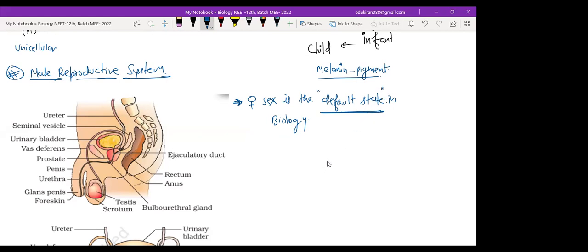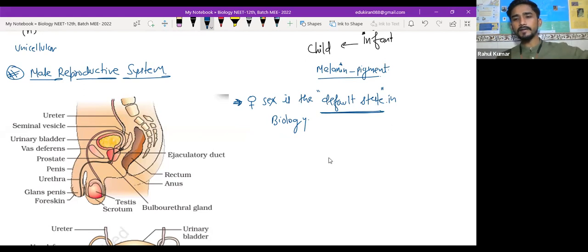Original. Something which comes pre-planned, right? Like default settings of your mobile phones. When you buy a new phone, every setting is default from the factory, right? Then you change or tweak those settings to make it your own. That's called customized. So male sex is a customized sex. So true sex is the female sex.